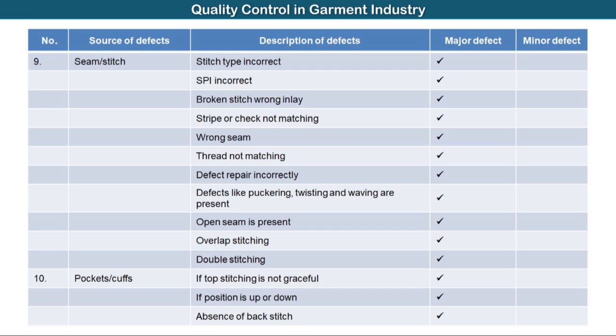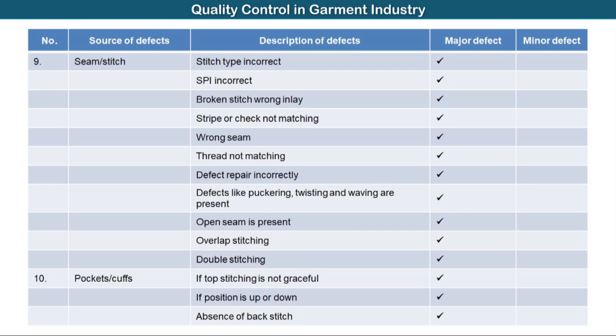Broken stitch, wrong inlay, or stripe or check not matching during the placket, the pocket, the cuffs, the collar. Wherever there are matching parameters, if the stripes and checks are not matching, it falls under defects, and those will be known as major defects. Wrong seam is a major defect. Thread not matching with the fabric or garment is a major defect.